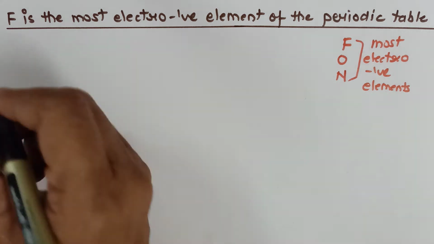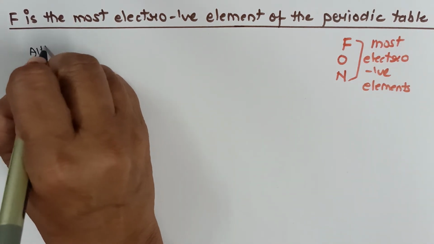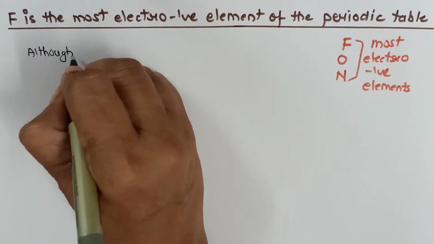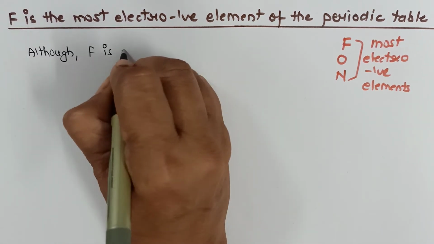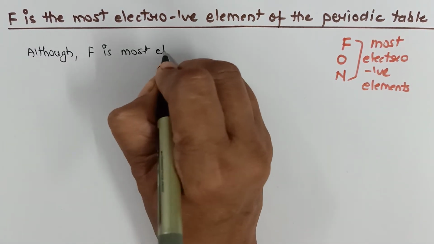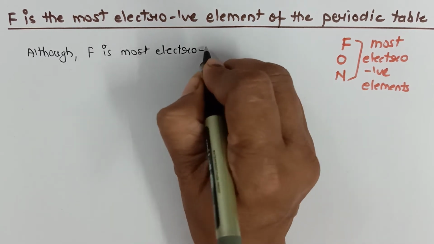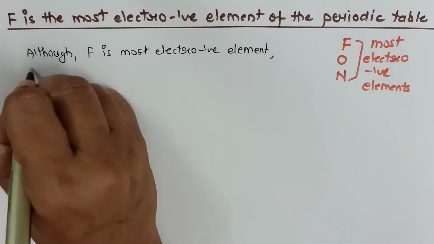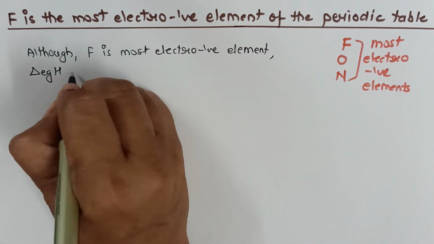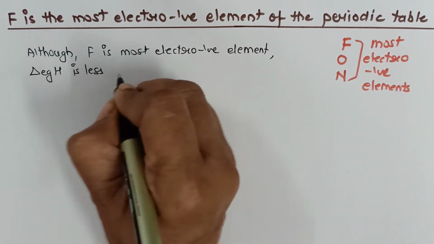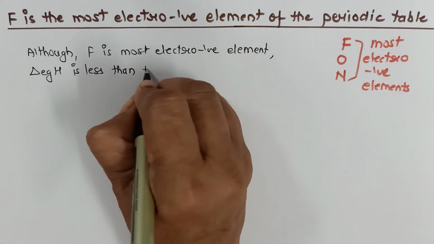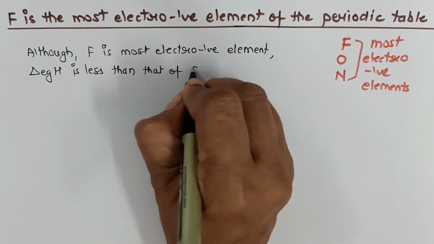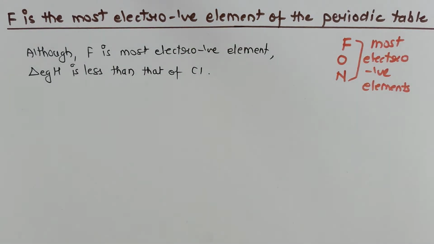So here becomes the important question that although fluorine is the most electronegative element, still its electron gain enthalpy is less than that of chlorine. It is a many a time repeated question.